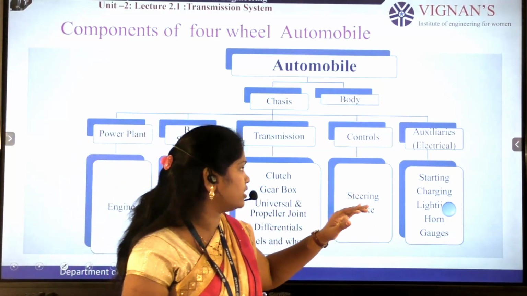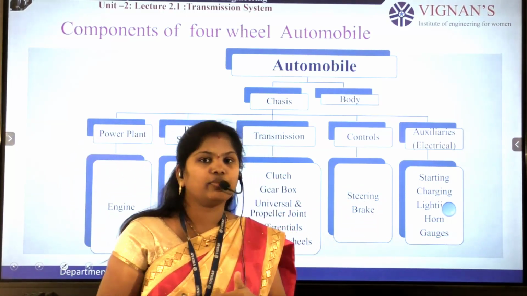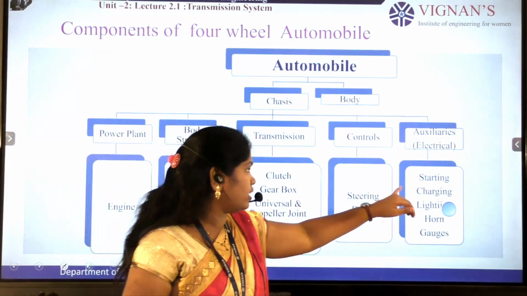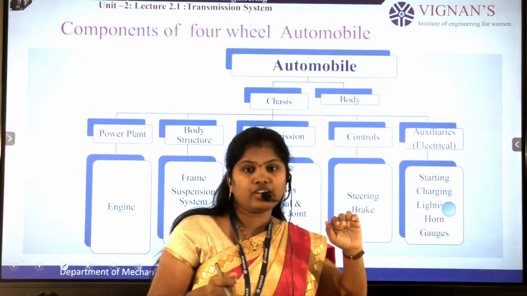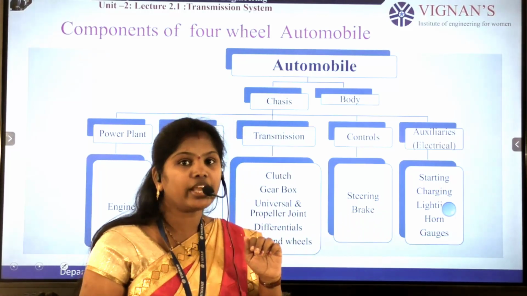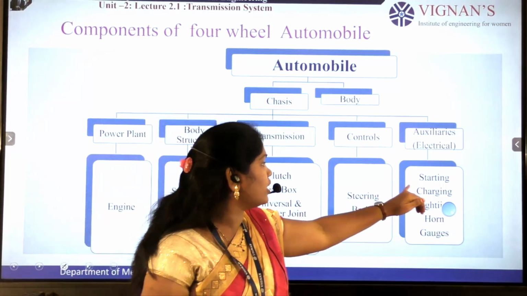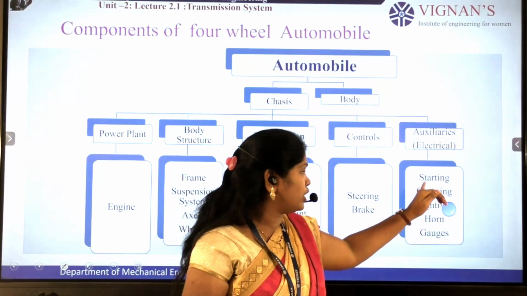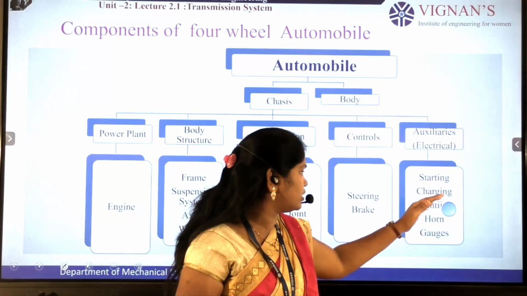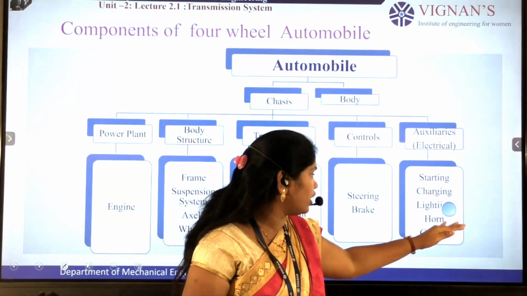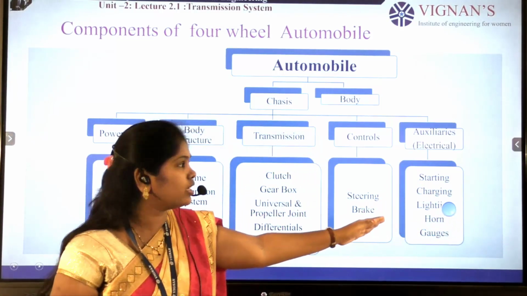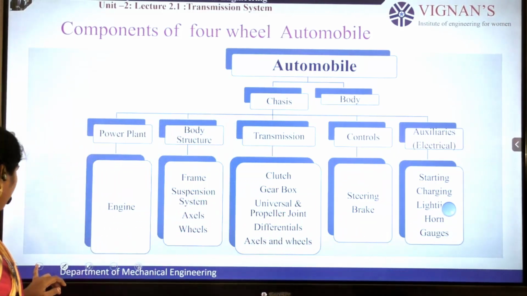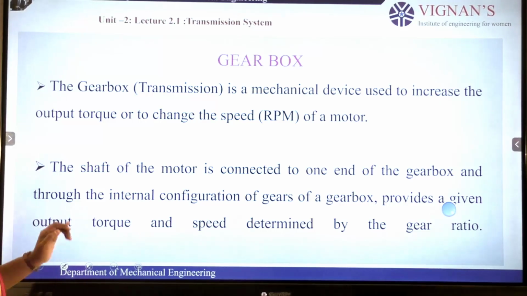Next, auxiliaries. Auxiliaries is nothing but the electrical equipment inside the automobile. Initially we have to start the vehicle with the help of the ignition switch. That is the starting switch. It works based on the electrical system. Next, charging unit, lighting unit, horn and gauges. These all come under the auxiliaries, like electrical equipment. These are the basic components in automobile engineering.